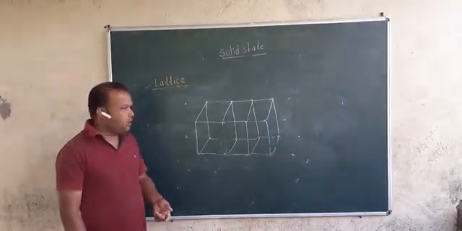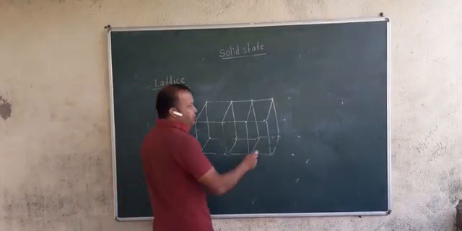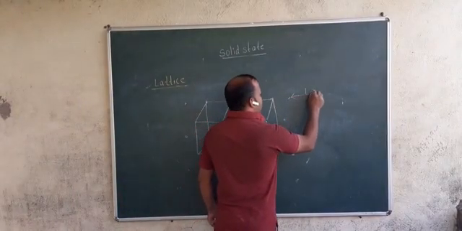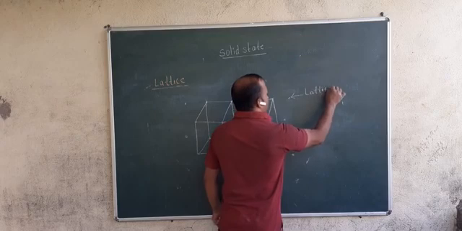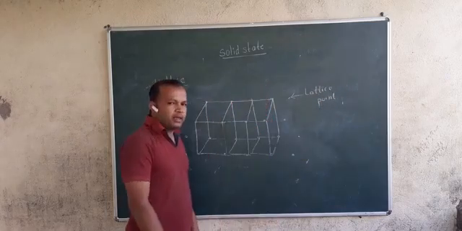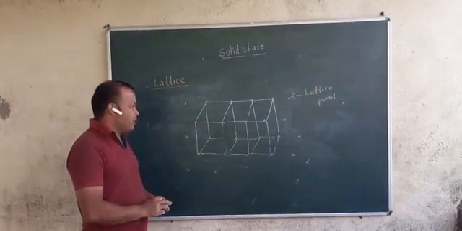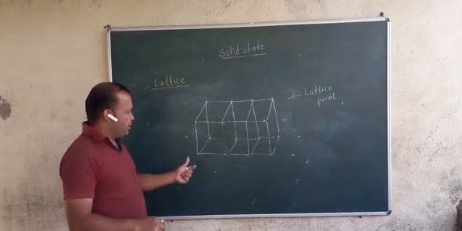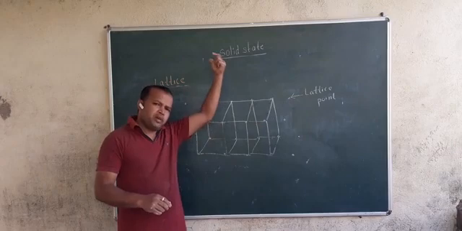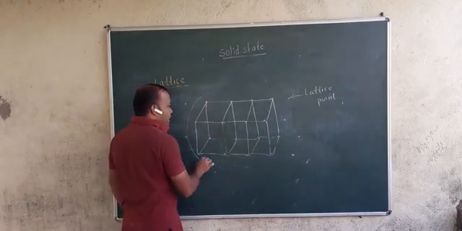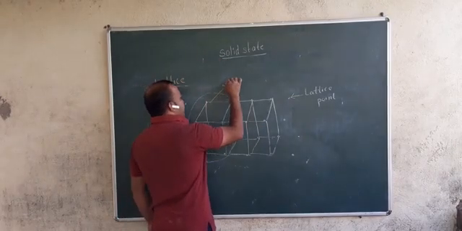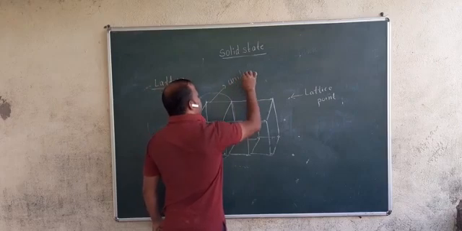So this is a regular arrangement of constituent particles in three dimensions, three-dimensional meaning 3D. And this single point is called a lattice point. It will continually repeat, and this is the smallest repeating pattern. It is called a unit cell.